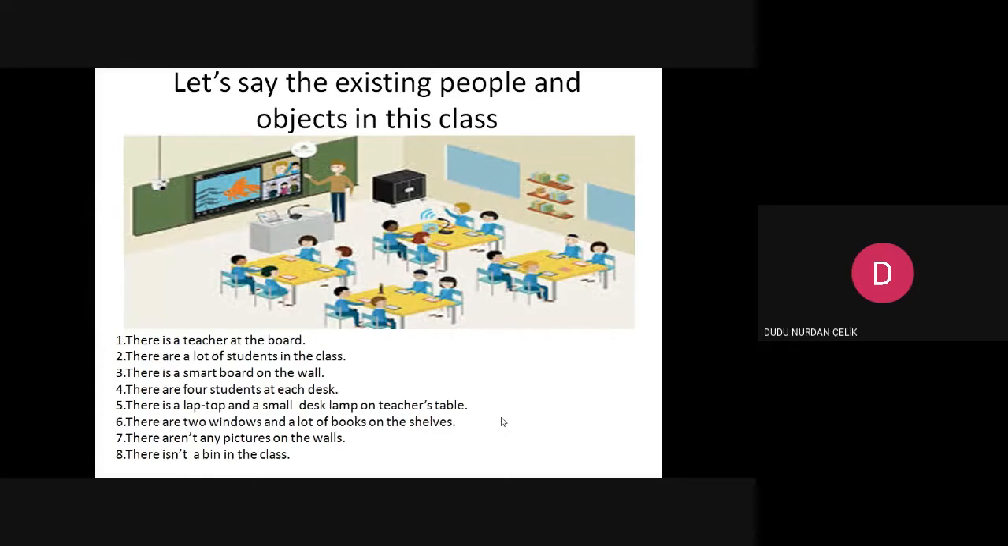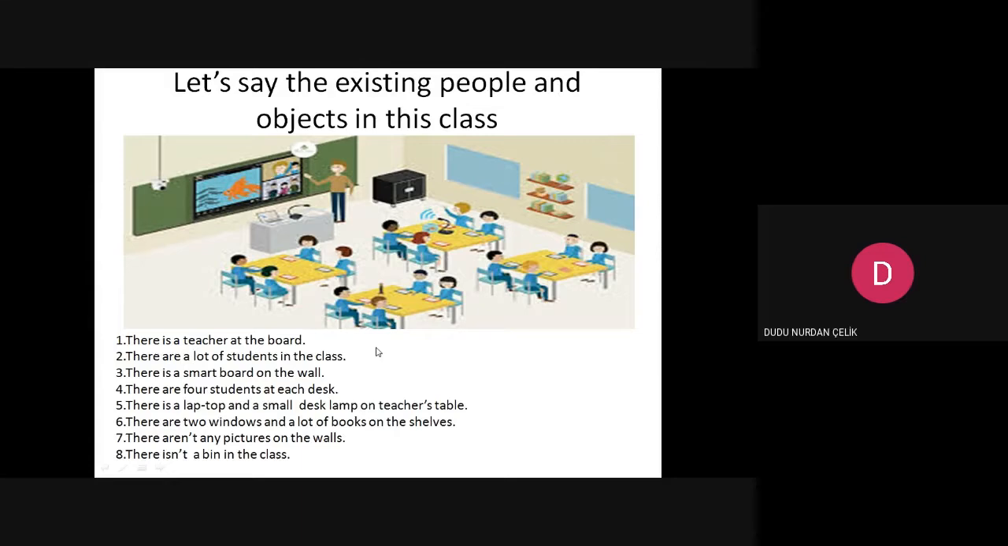Here, I thought you may have missed your classroom, being together. So I put a class here, and we're going to talk about this class. What is in the class? Who is in the class? Look, a smart board, a table, a laptop. This is maybe a microphone or maybe a lamp, desks, students, teacher, two windows, books, bookshelves. Yes, projection. We can see many things, chairs.